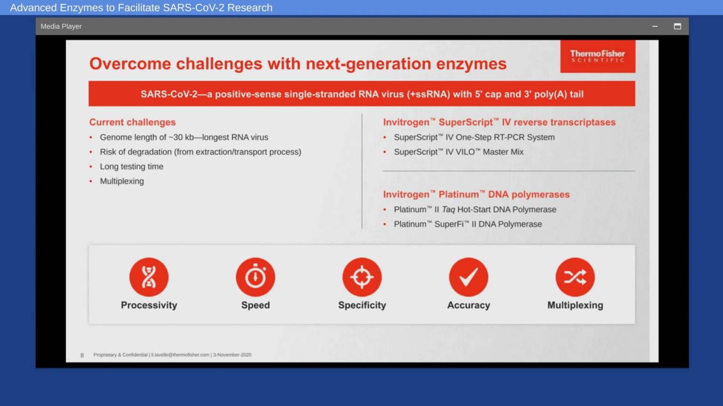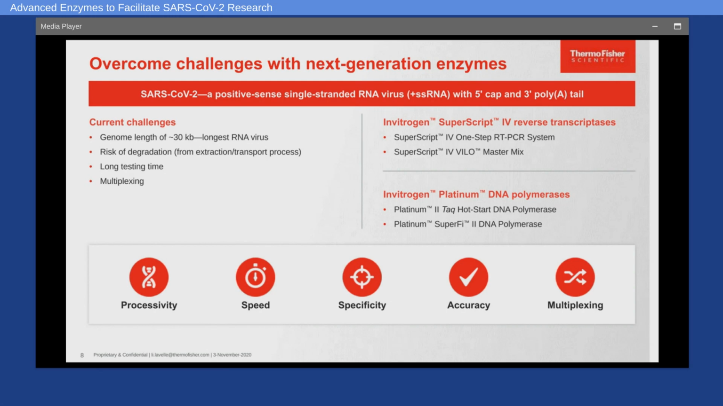With engineered next-generation enzymes such as SuperScript 4, the incorporation number is much higher. It could accomplish 1,500 nucleotides incorporation in one binding event. So the processivity is much higher, and this can be translated into higher speed. Some next-generation enzyme examples are listed here.